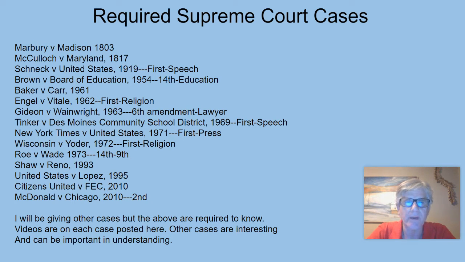McCulloch versus Maryland in 1817. It gave us the implied powers, necessary and proper clause. States can't tax a federal institution like a federal bank. So that was the implied powers.